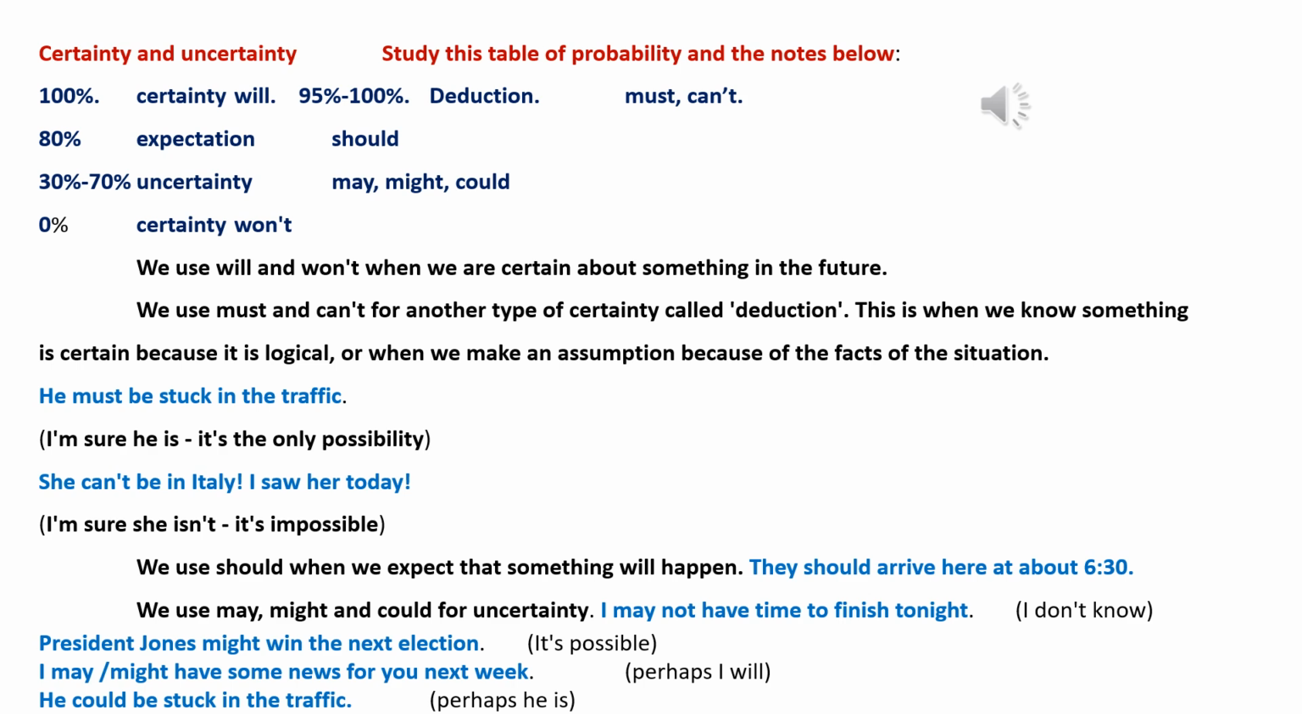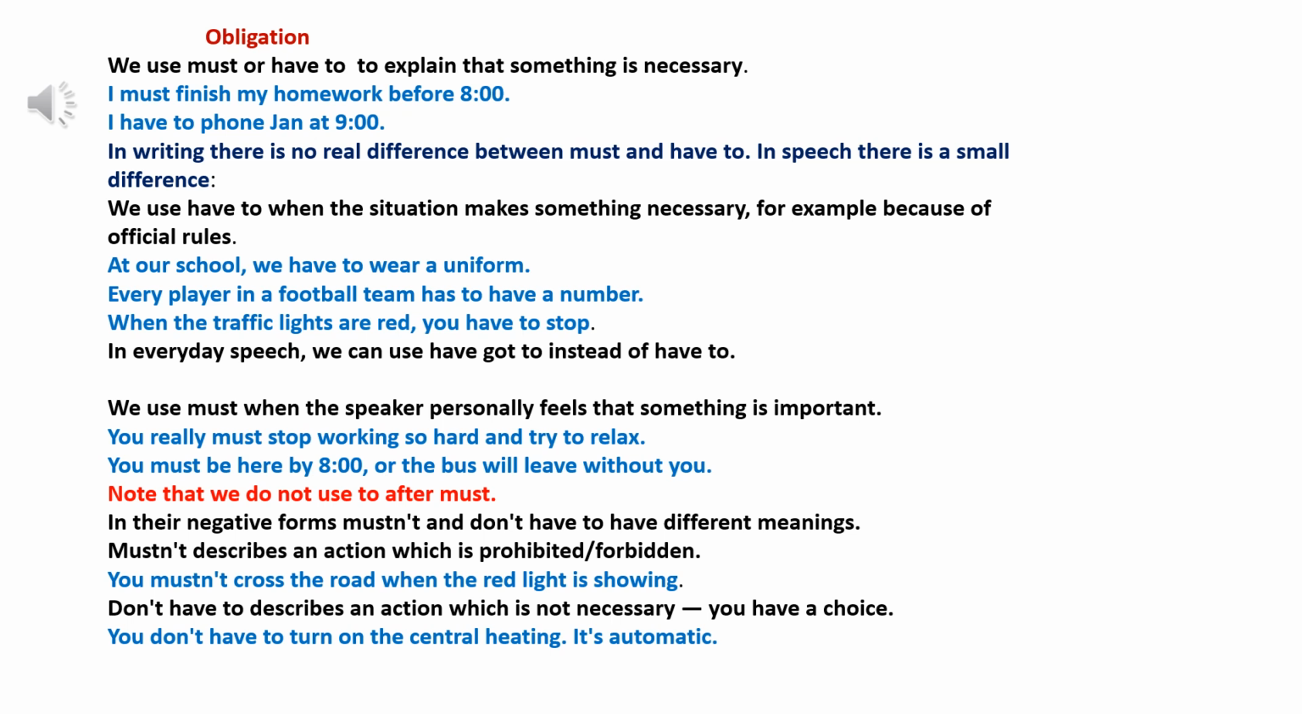Obligation. We use must or have to to explain that something is necessary. I must finish my homework before 8 o'clock. I have to phone Jan at 9 o'clock. In writing there is no real difference between must and have to. In speech there is a small difference. We use have to when the situation makes something necessary, for example because of official rules.